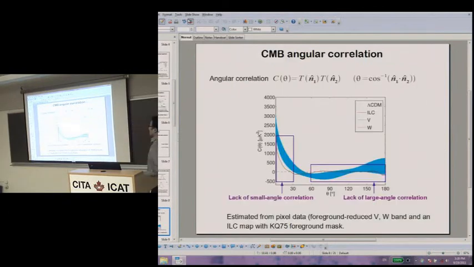Okay, so now for a moment I'm going to talk about the CMB angular correlation. In the CMB angular correlation, you correlate one pixel and another pixel in different directions.